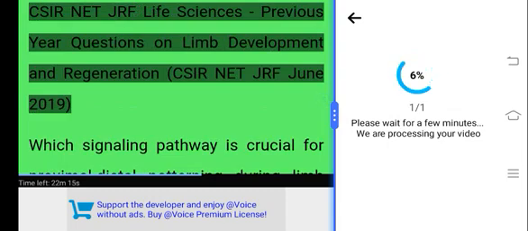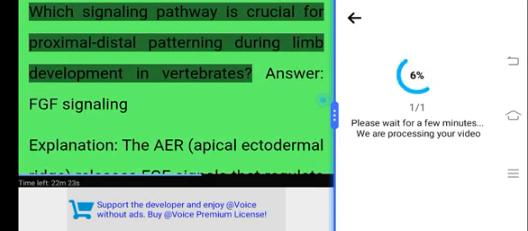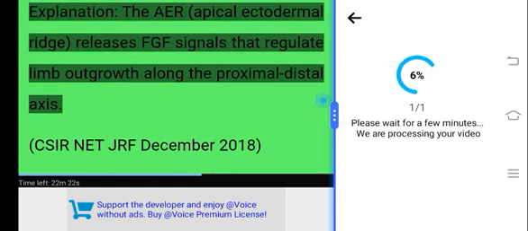CSIR NET JRF Life Sciences. Previous year questions on limb development and regeneration. CSIR NET JRF June 2019. Which signaling pathway is crucial for proximal-distal patterning during limb development in vertebrates? Answer. FGF signaling. Explanation. The apical ectodermal ridge releases FGF signals that regulate limb outgrowth along the proximal-distal axis.